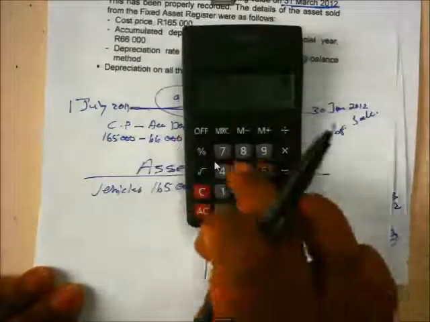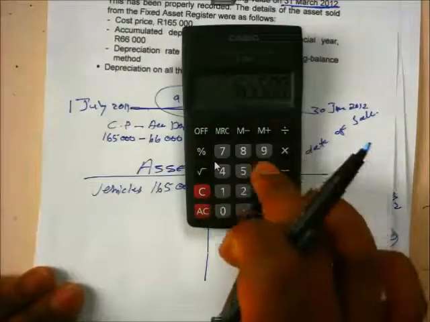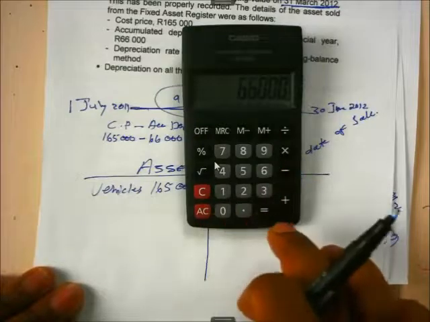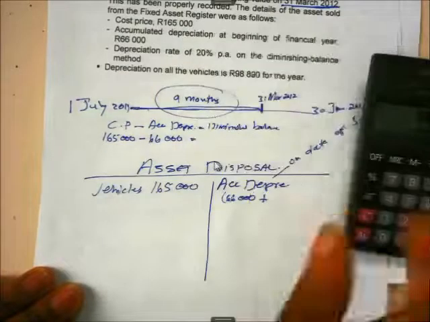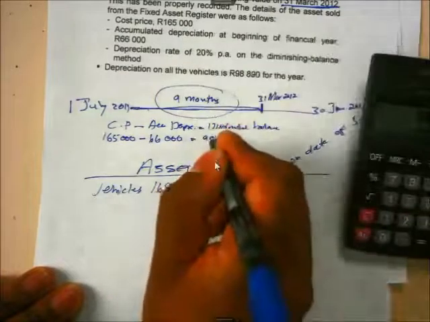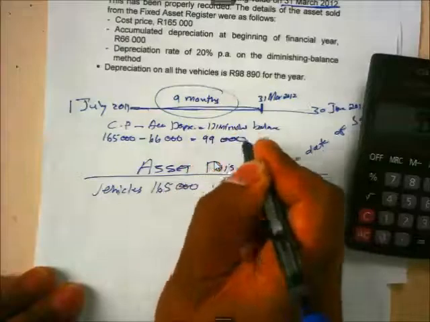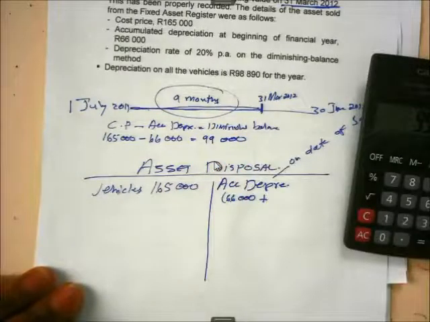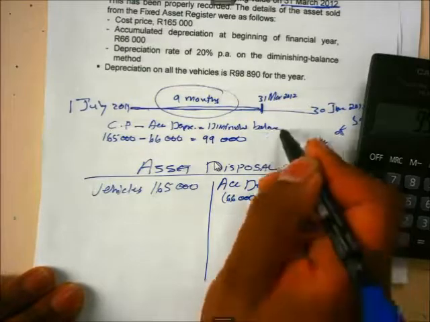165,000 minus 66,000 gives you 99,000. Now we have our diminished balance.